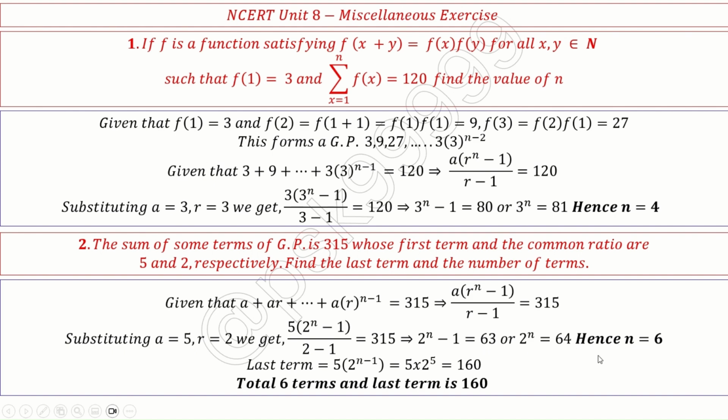So n is 6. If n is 6, what is my last term? The last term is nothing but a into r to the power of n minus 1, correct? So 5 into 2 to the power of 6 minus 1, which is 5, so it will be 160 as my last term. There are total 6 terms and the last term is 160.